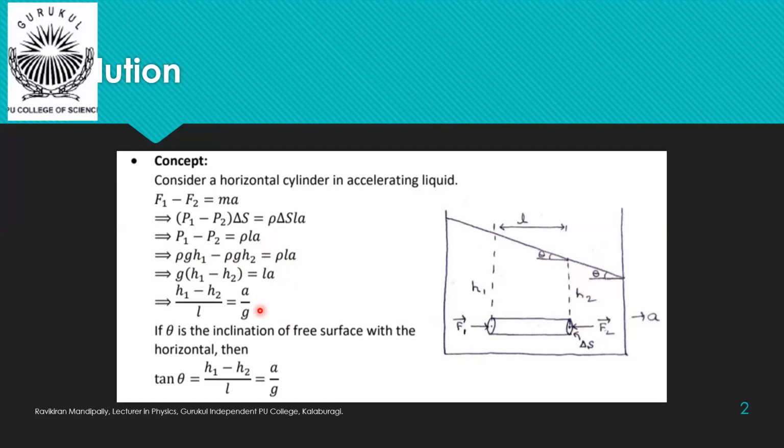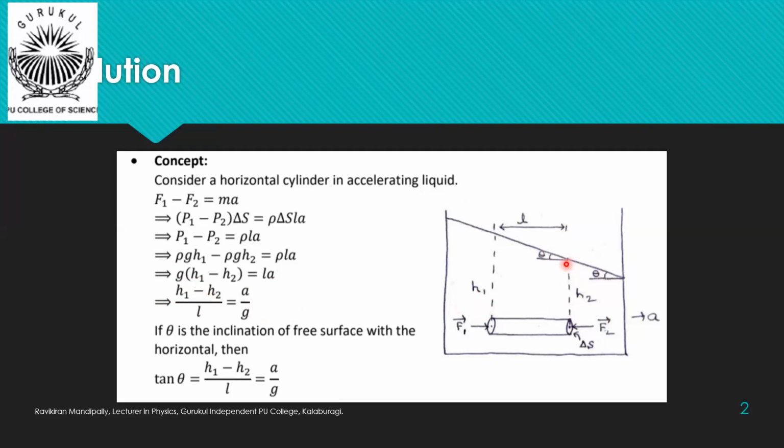That means whenever you have a container which is having some horizontal acceleration, then if you select two points in the same horizontal position which are separated by distance L, so that liquids at those two positions have a column of H1 and H2 height, then always we'll get this relation. Using this relation, if you want, you can find the acceleration of the vessel, or if you want, you can find the difference in the levels of the liquid at the two ends of the imagined part. So H1 minus H2 divided by L.